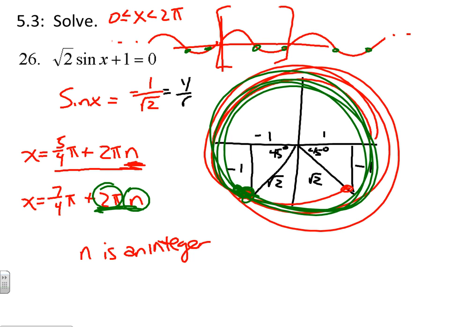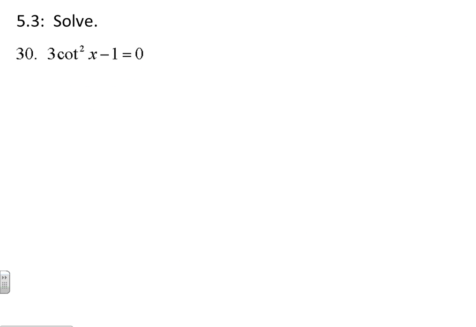So there are all of our solutions. That would pick up these guys up here, and on and on and on. So that's the strategy for handling that. We're going to be talking in terms of multiple revolutions. Soon we're going to be talking maybe in terms of multiple 1/3 revolutions. Okay, so another problem here.